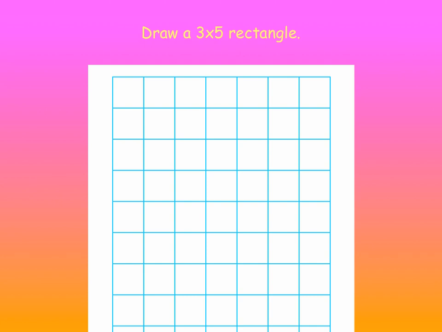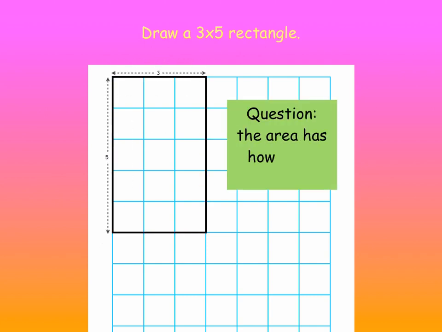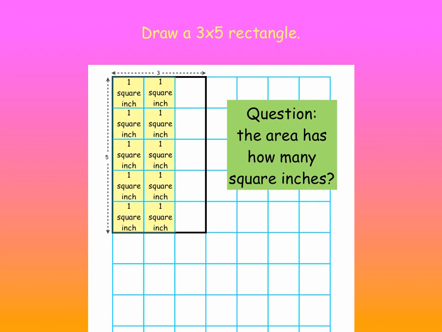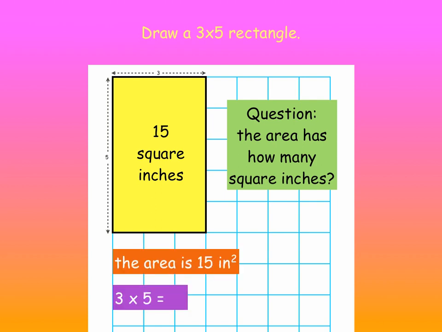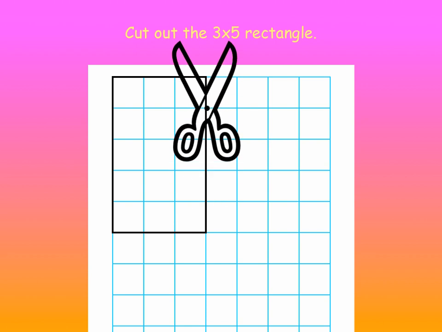Draw a 3x5 rectangle. And the area has how many square inches? Well, there's 5, 10, 15. That's 15 square inches. Of course, you could have just said, what's 3 times 5? That's 15. Now, cut out the 3x5 rectangle.